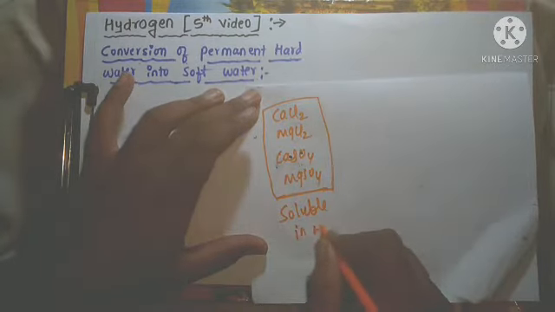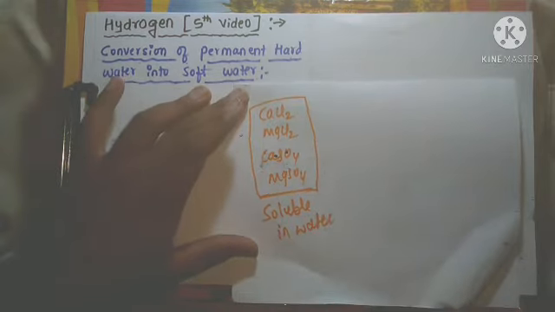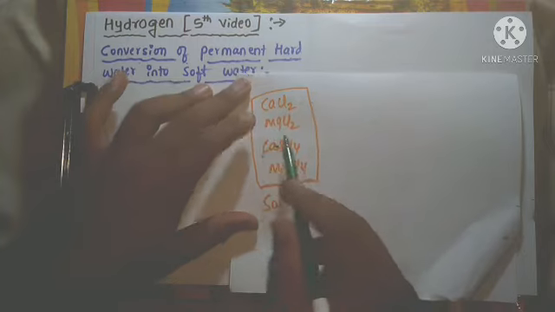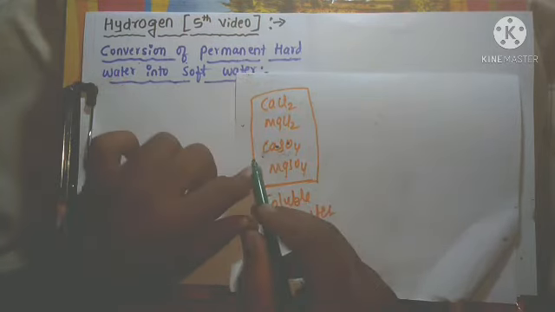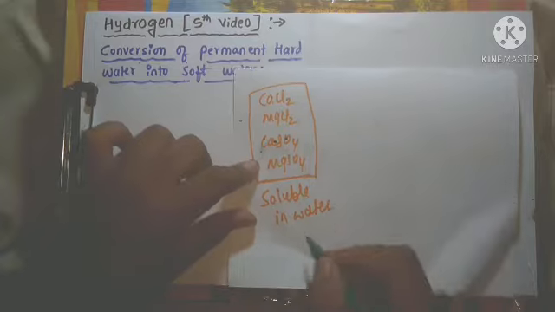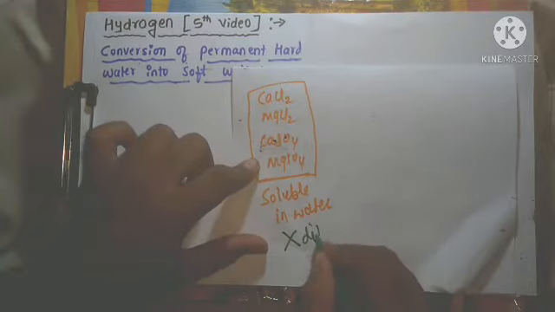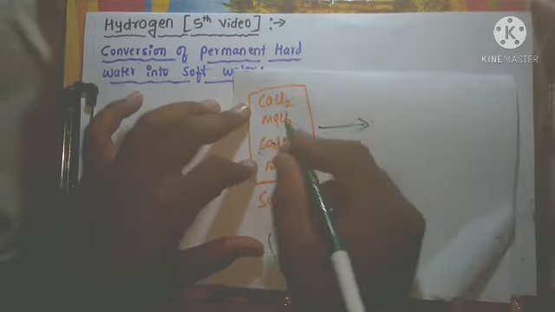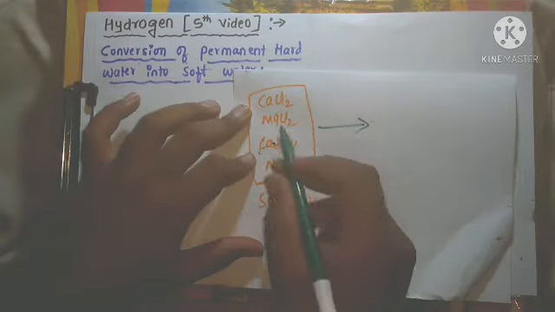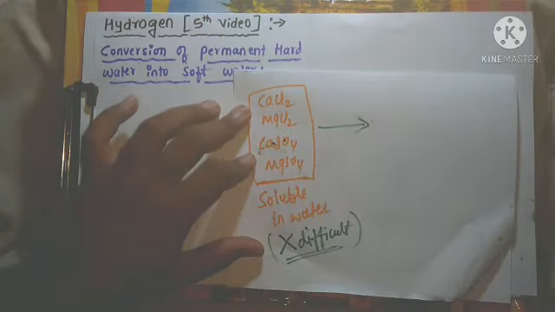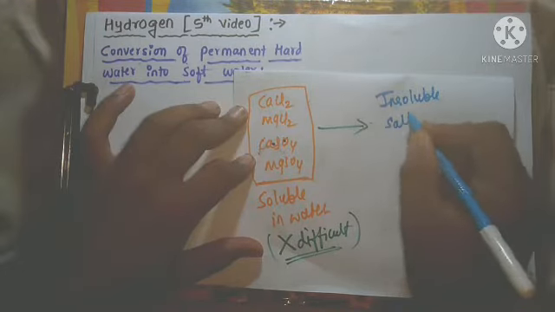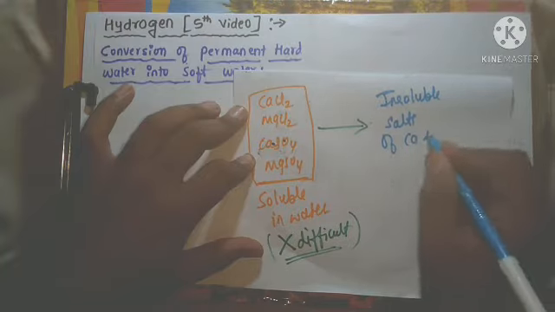When calcium chloride, magnesium chloride, calcium sulfate, magnesium sulfate are soluble in the water, it is very difficult to remove them. For this, we have to convert these soluble salts of calcium and magnesium into insoluble salts of calcium and magnesium.